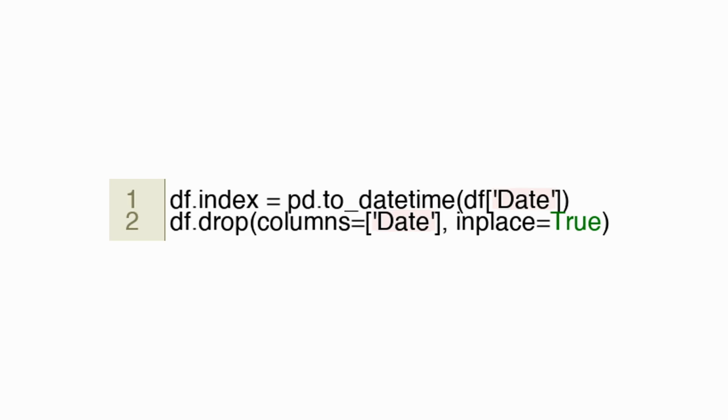This code assigns the data frame's index to the date column and converts the date column to datetime format using the pandas to_datetime function. Then it drops the date column from the data frame using the inplace parameter to modify the data frame in place instead of creating a copy. Essentially, it is reformatting the data frame's data and removing unnecessary columns to make it more efficient for further analysis and manipulation.